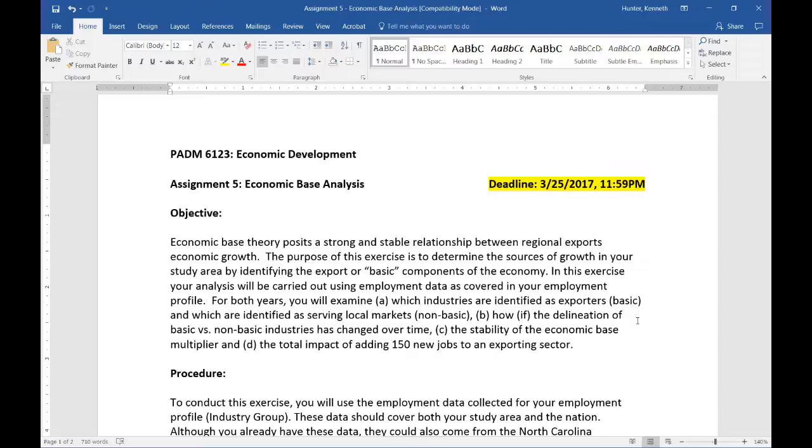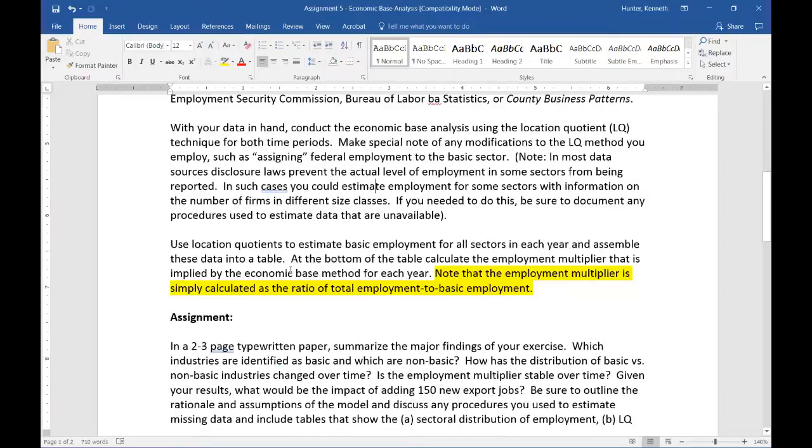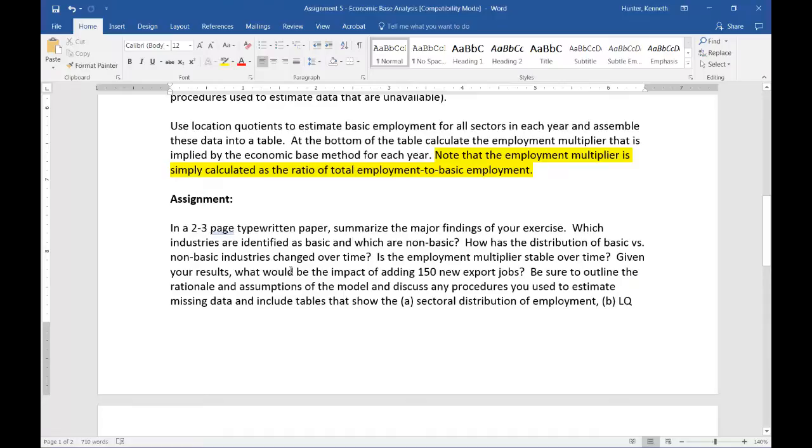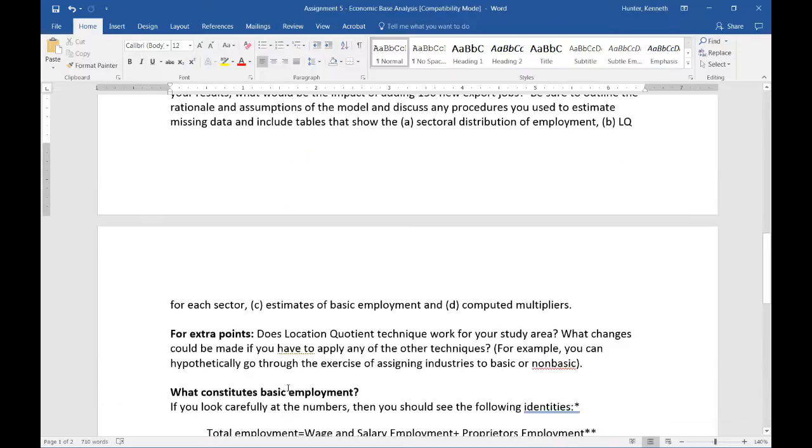Again, you will see that this assignment should be pretty simple because you have a lot of this data already calculated if you've been thorough in your prior assignments and done the location quotients. So if you've got that data already built up for your county, now it's the time to use that data, do these calculations, and write up a report. The report is only 2 to 3 pages. You've got the ability to pull in the sectoral distribution and location quotient.